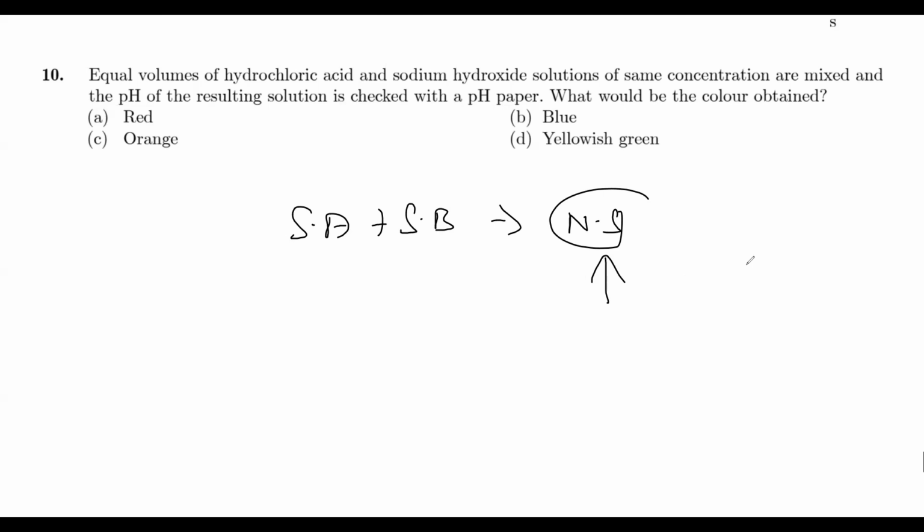So what you can say, equal volumes of hydrochloric acid and sodium hydroxide. As you know, hydrochloric acid is a strong acid, sodium hydroxide is a strong base. Their concentrations are also the same, and they are mixed. So the color should be yellowish green, right? Because this is the color for the pH being 7. Orange is mild acidic, this is a strong concentrated acid, and this one is for base. Now coming to the next question.